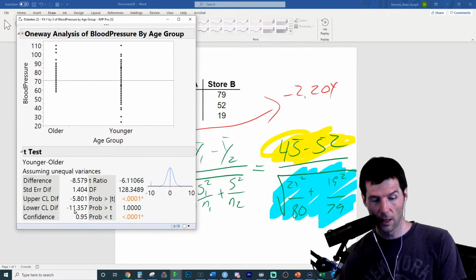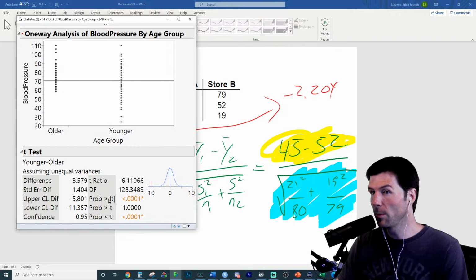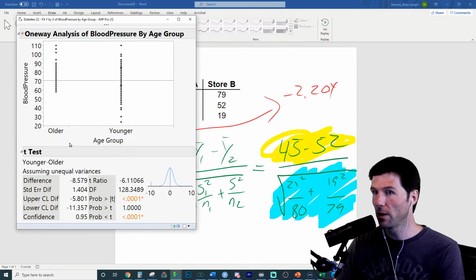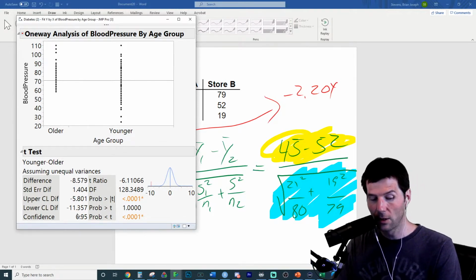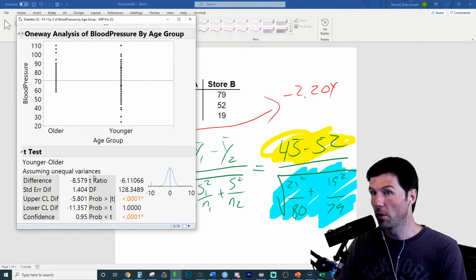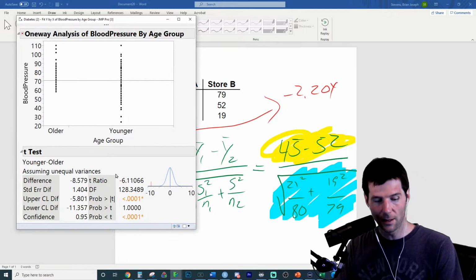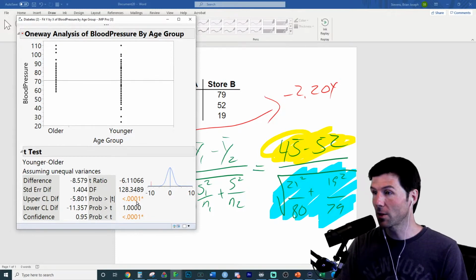It's hard to see that negative. It does not contain 0. And also we reject the value of 0. We're 95% confident the true difference between the blood pressure of the older and the younger group is contained in the interval -11.3 to -5.8, where the younger group is expected to have lower blood pressure. And we reject that there is not a difference.